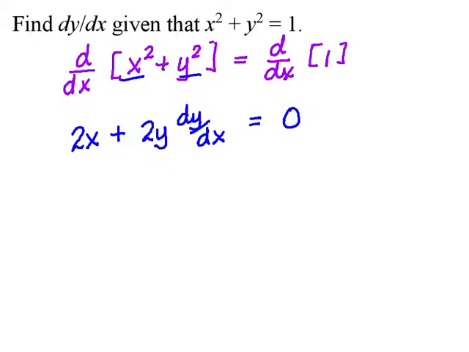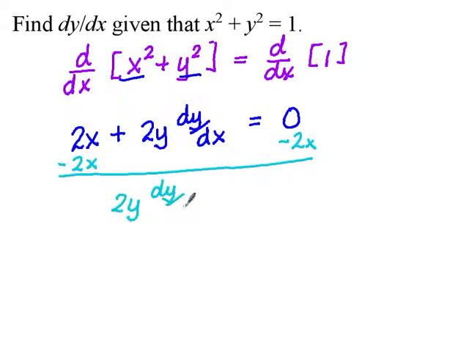Step 2 says collect dy dx on one side, move everything else to the other. So I'm going to subtract 2x from both sides because I've already got the dy dx on the left side. Okay? So I have 2y dy dx equals what? Negative 2x. Now, step 3 says to factor dy dx out of the side of the equation. This is the thing. I don't need to factor it because there's only one term. If there's more than one term, that's when you factor it out. So I can actually jump to step 4, which is solve for dy dx by division.